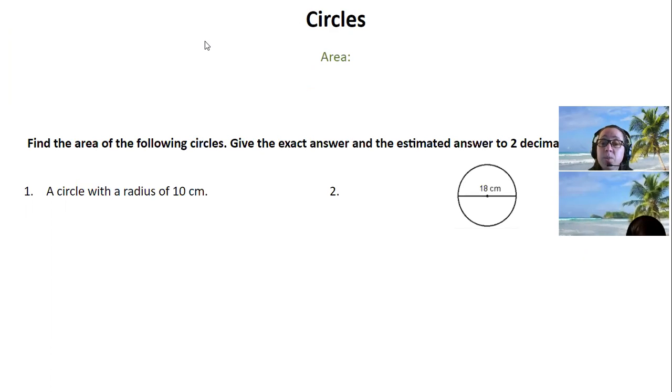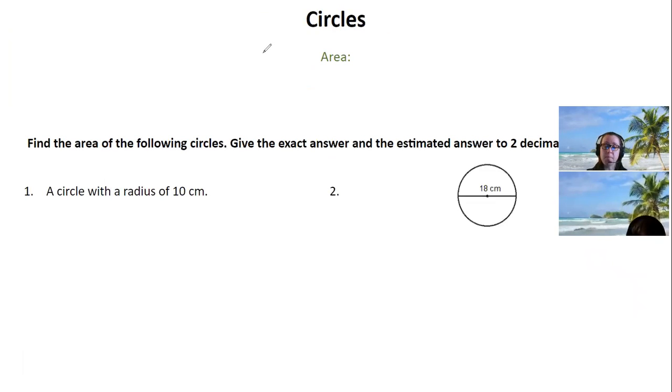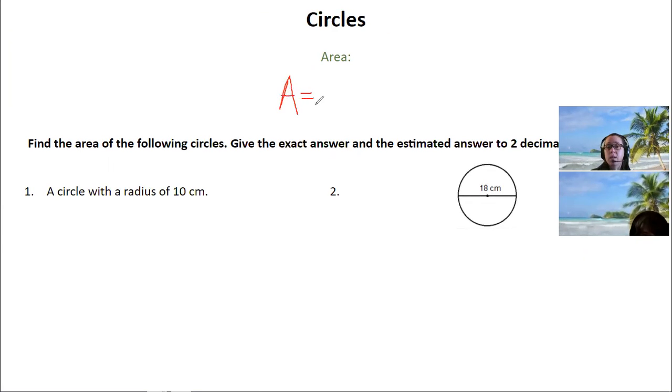So area is kind of cool. There's only one formula for area. Only one formula here, okay? Anybody know the area formula? Area. Yeah, very good, Vivi. It's the pi, okay, times the radius squared. So there's only one. You have to have a radius, okay? So there's one formula for the whole thing. Super nice. And your answers will always be in square centimeters, square inches.